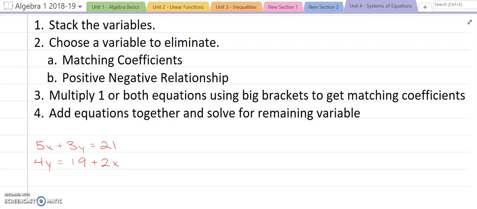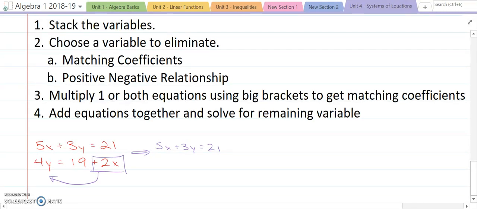So to eliminate, though, we need to follow our directions. Step 1, stack the variables. Since they're out of order, I need to reorganize this problem. I'm going to leave the top one the same, but I'm going to move some stuff around to make the bottom one match. I'm going to move this to the other side, which means it needs to be a negative 2x plus 4y equals 19. Stack the variables. Check.